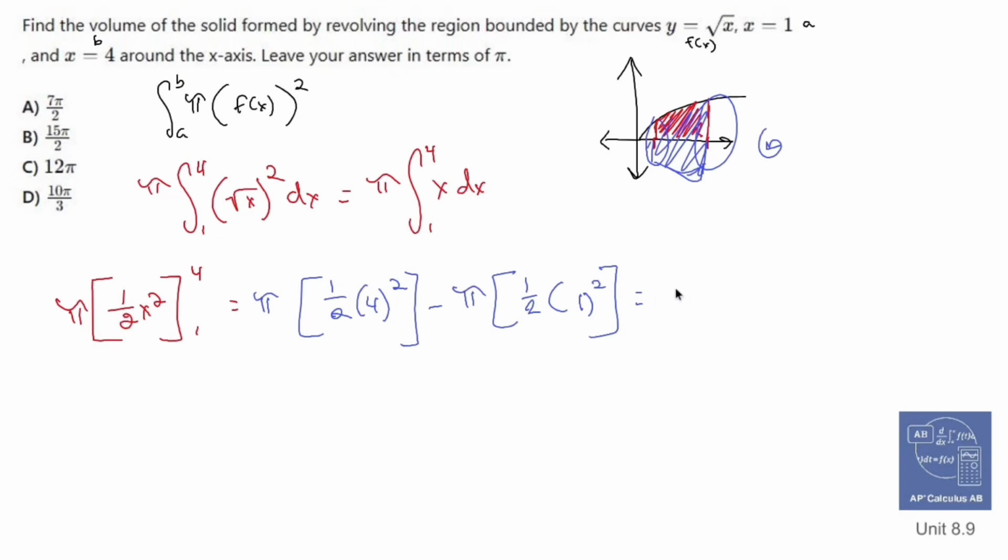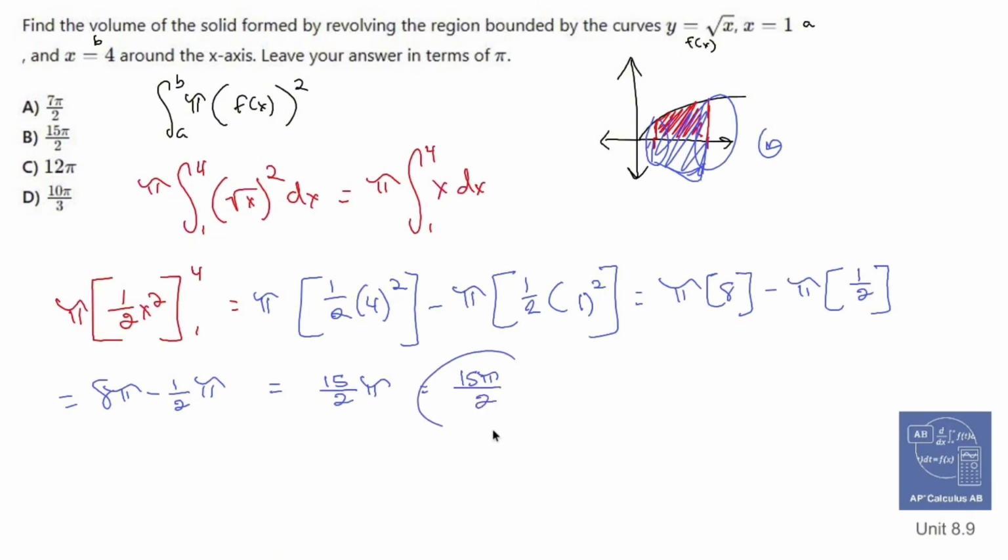Let's wave our hands a little bit. 4 squared is 16, half of that is 8, so pi times 8 minus 1 squared is 1, half of that is 1 half, so pi times 1 half. That's 8 pi minus half a pi, which is going to be 16 over 2 minus 1 half, so 15 halves pi, or 15 pi over 2, which is B.